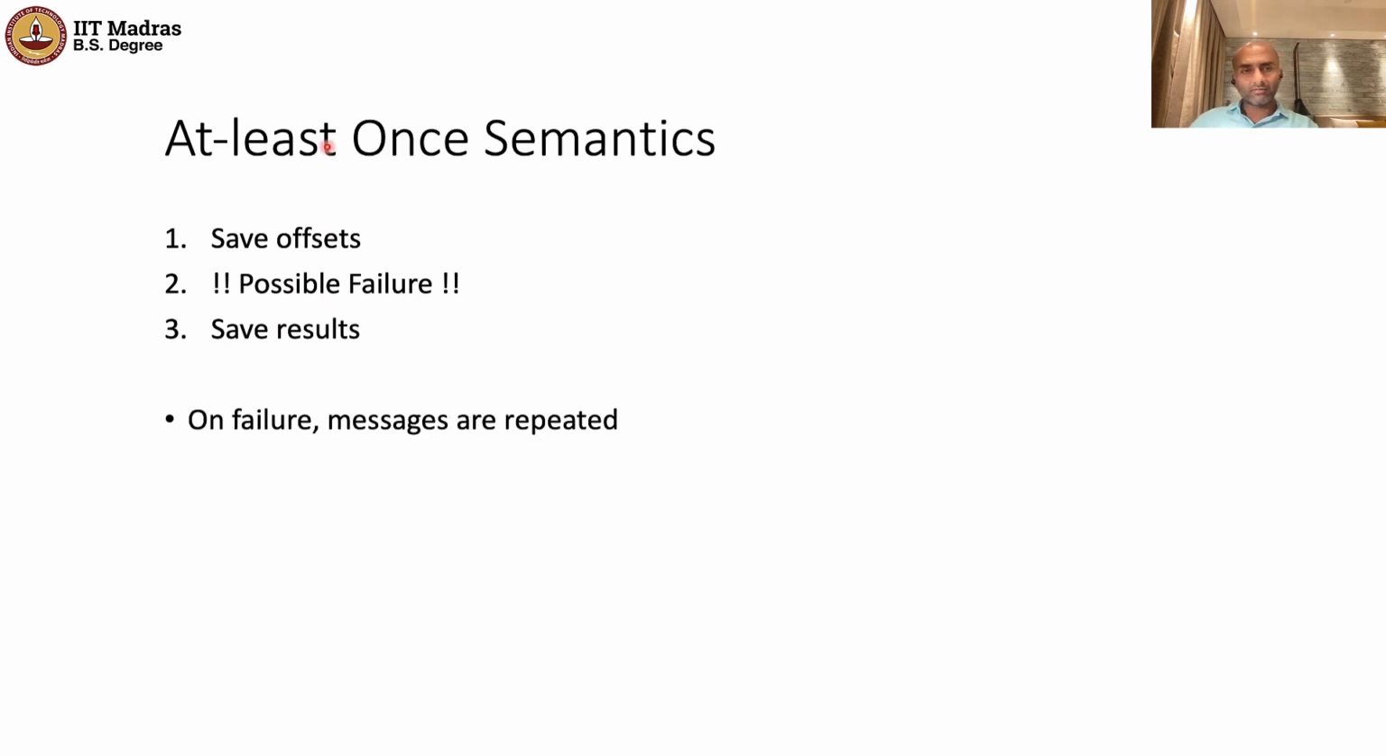Let's talk about at least once semantics. In this case, we're talking about the same scenario, where the offset has been consumed, the offset has been written, right? Then a failure happens before the results are saved for offset 10, and the failure has created a potential data loss. So how do you deal with this? In this case, when the consumer is reset or restarted, I could actually have, okay, sorry, there's a typo here.